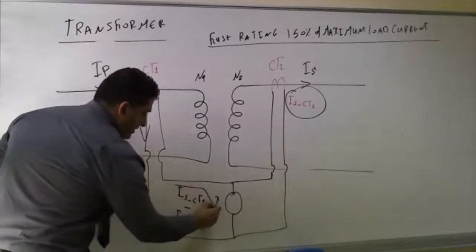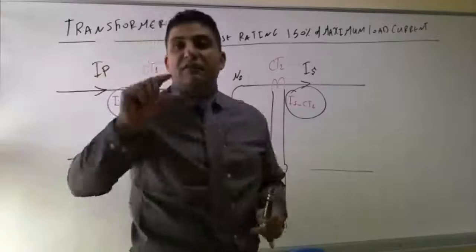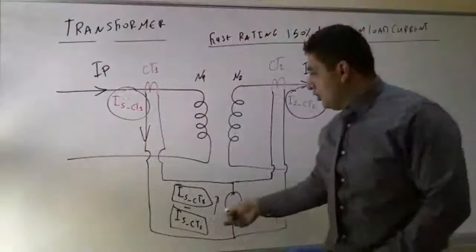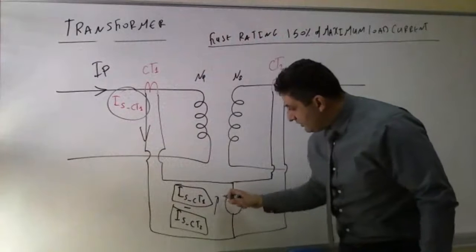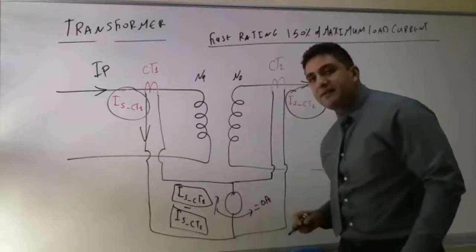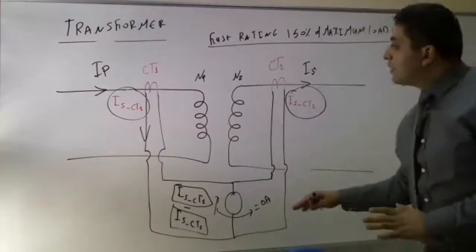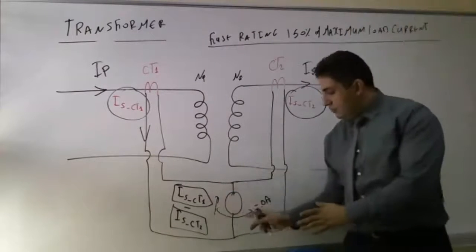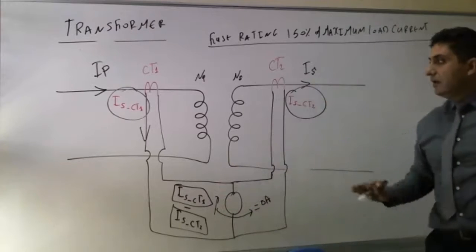When I subtract this current from this current, the difference, in theory, should always be 0. So this current should, in theory, always be equal to 0 amp. But what I do is put a percentage. Depending on the percentage of this, the relay will operate and trip.